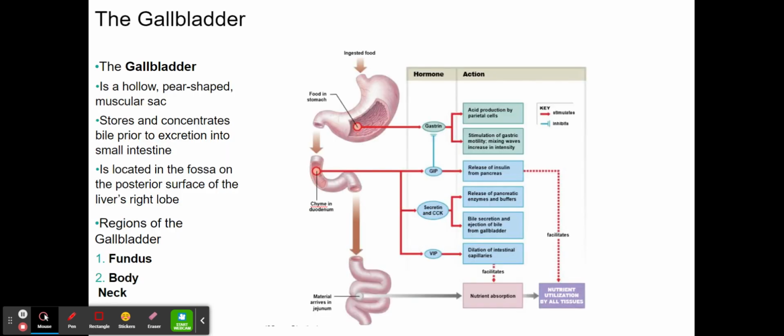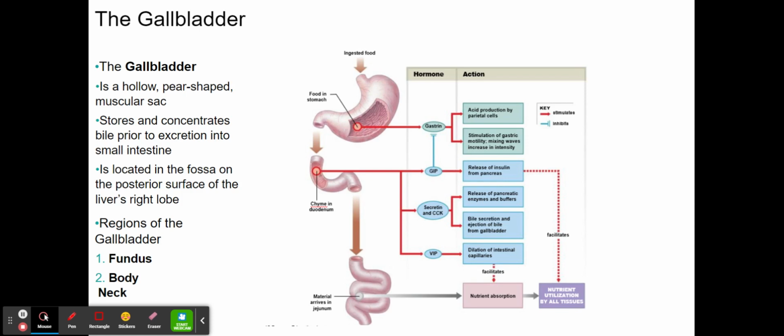The gallbladder is a hollow pear-shaped organ that stores and concentrates bile prior to its excretion in the small intestines. This muscular sac is located in a fossa, or a recess, in the posterior surface of the liver's right lobe. The gallbladder is divided into three regions: 1, the fundus; 2, the body; and 3, the neck.